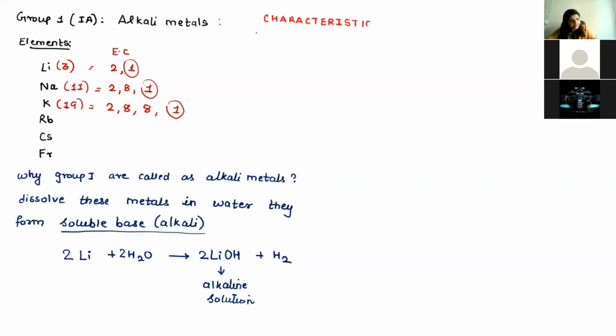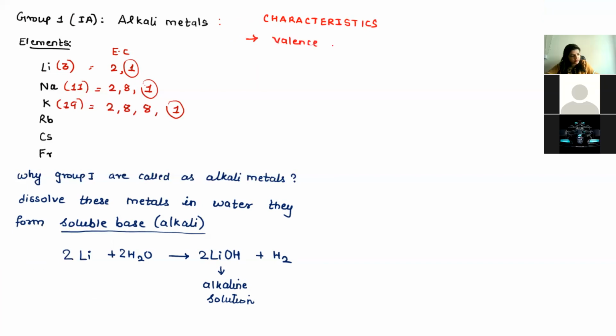The characteristics are: number one, valence electron is equal to 1. Valency is equal to +1. That is, they will lose electrons because they are metals. Then, they are soft metals which can be cut with a knife as well.